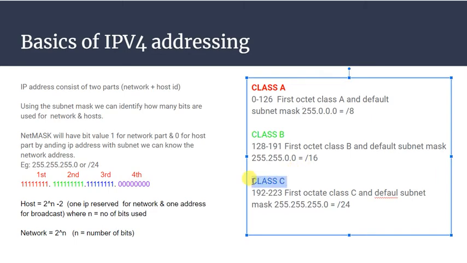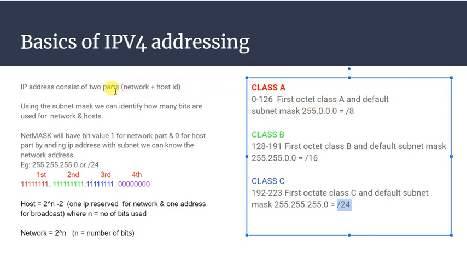And the next one is Class C. The range starts after 191, so it is 192 to 223. After 223, it's the Class D network, which is for multicast addresses and other things, but we are not discussing that in this video. So now you know how to identify whether it's a Class A, Class B, or Class C range. The default subnet mask for Class C is /24. This is a very simple thing in IPv4.